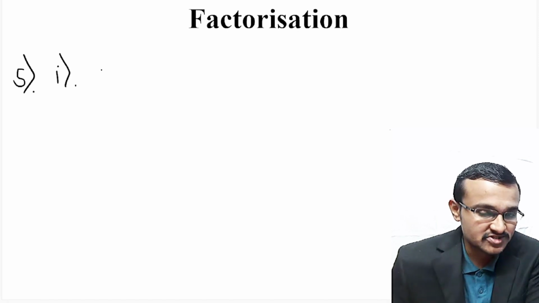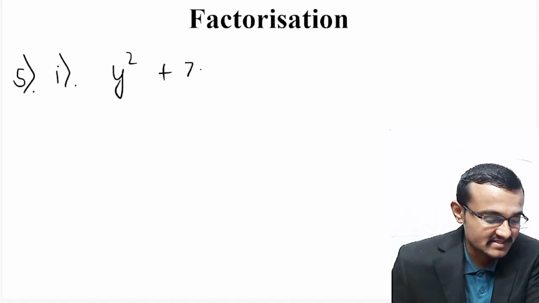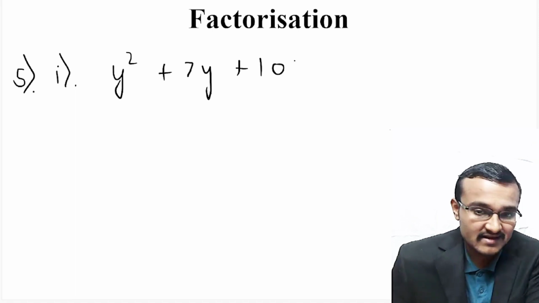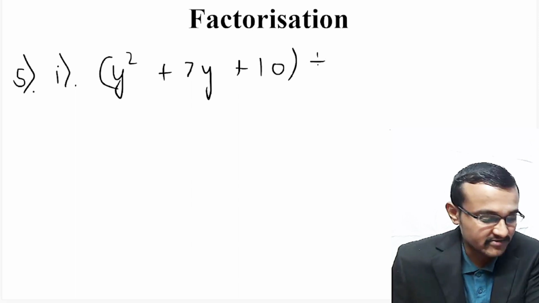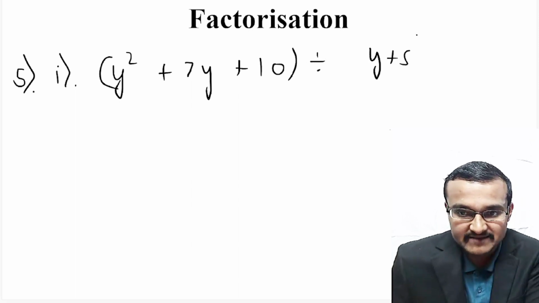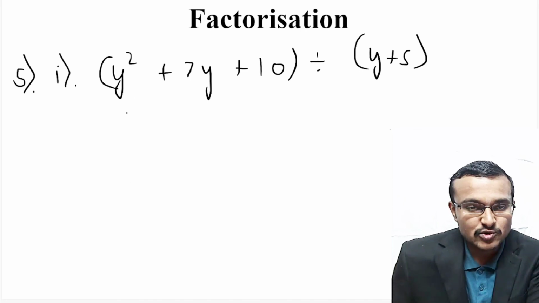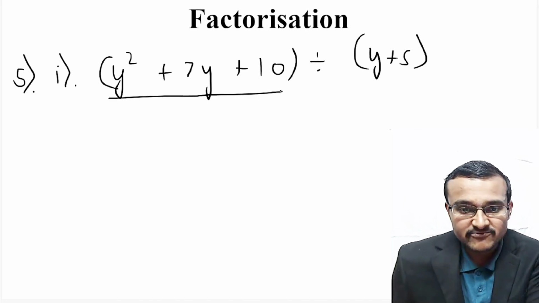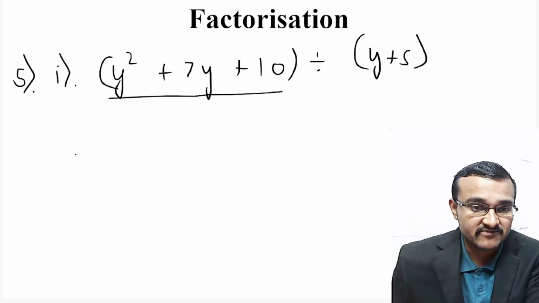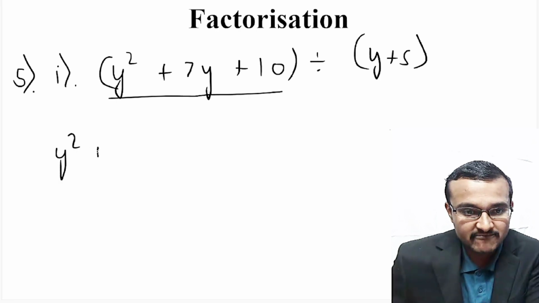So coming to the first question in this particular fifth question, they have given y square plus 7y plus 10 as one particular algebraic expression divided by y plus 5. Here, before writing this in the form of numerator divided by denominator, first try to factorize this particular algebraic expression, the first algebraic expression. So you have y square plus 7y plus 10.